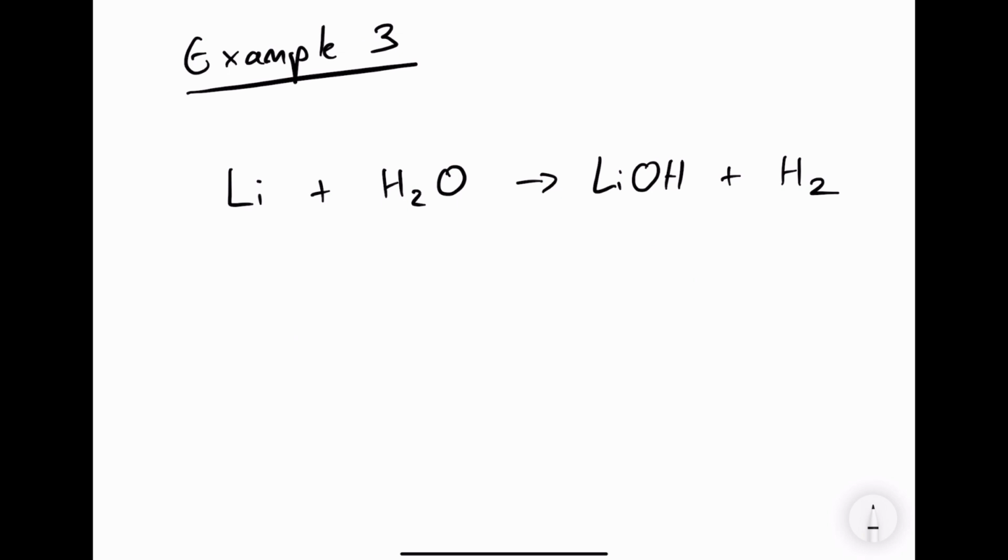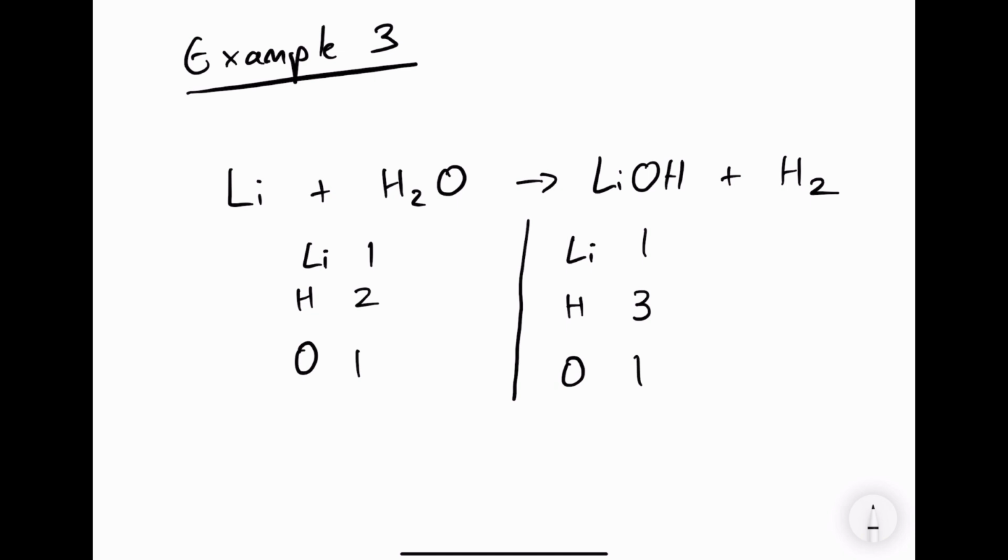Our next example is lithium plus water gives you lithium hydroxide plus hydrogen. We have to be careful here because hydrogen is in both of the product chemicals. So we need a total of 3 because there's 2 in the hydrogen molecule and 1 in lithium hydroxide. And now we need to identify what's not balanced. As you can see, the hydrogen is not balanced. So what I'm going to do here is add a 2 in front of the lithium hydroxide.